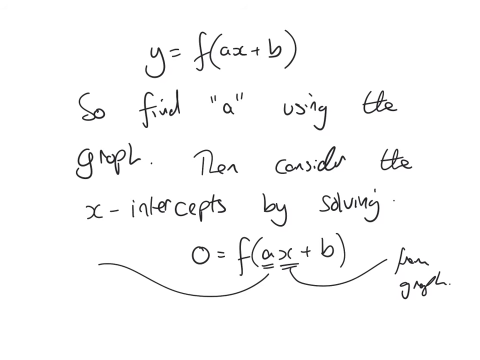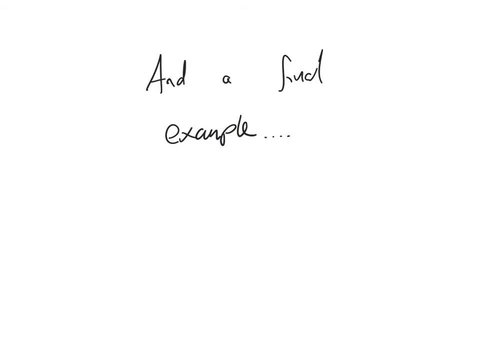So you get x from the graph, it's the x-intercept. You get A that you've just already found, and then you solve to find B. And here's a final example.